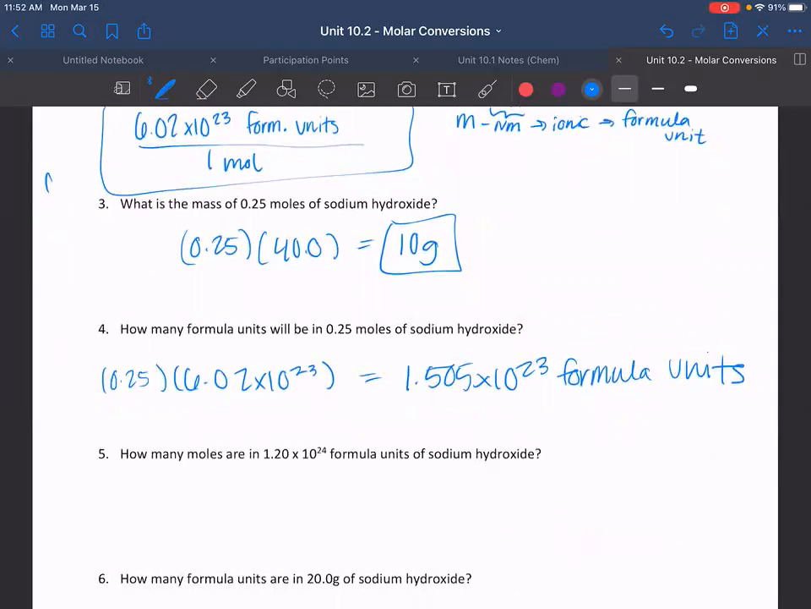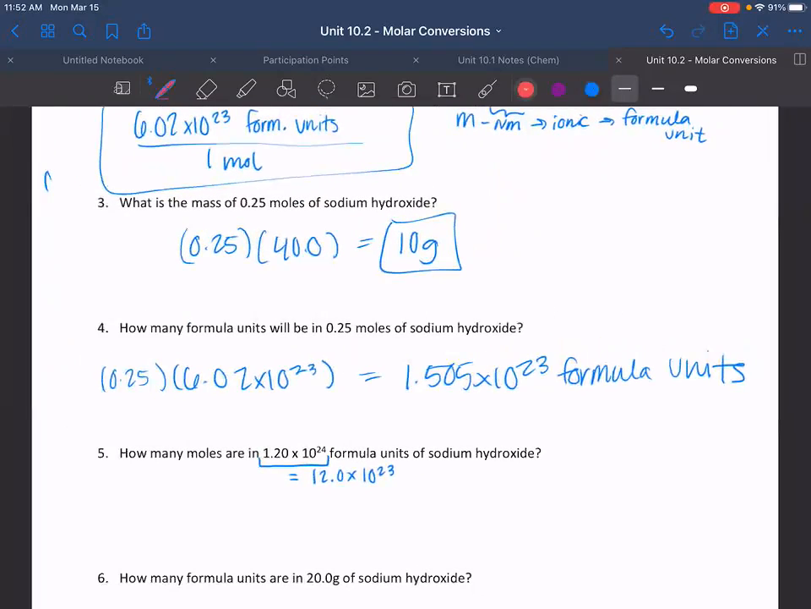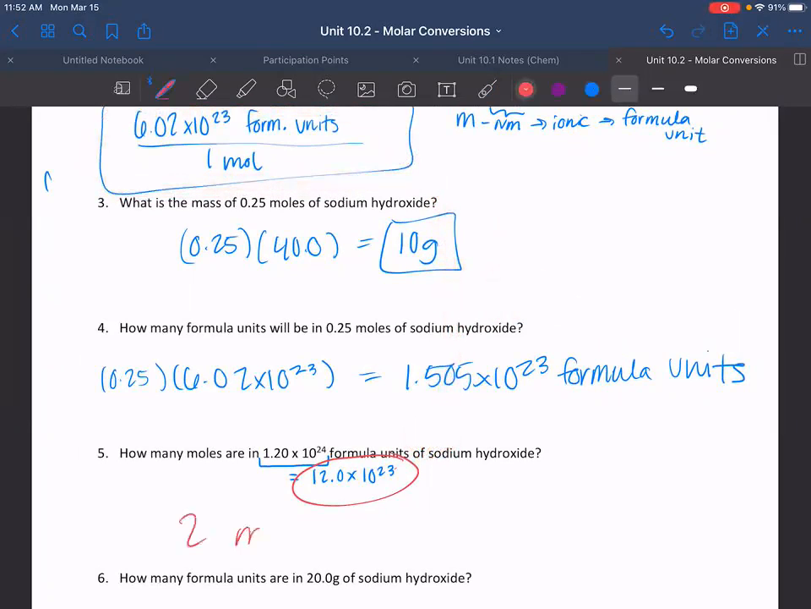Number 5. For this one, you have to recognize that this 1.2 times 10 to the 24th is the same thing as 12 times 10 to the 23rd. How does this number relate to our definition of how many formula units are in a mole? It's twice as much. So that means we must have 2 moles.